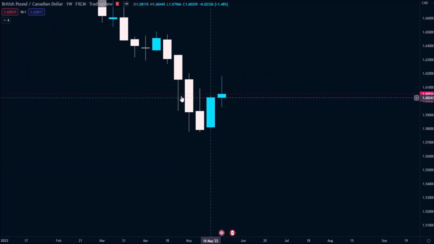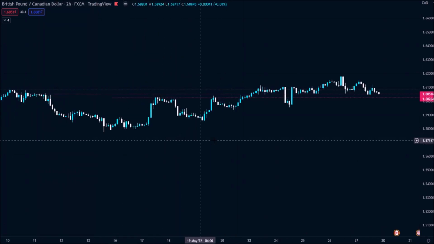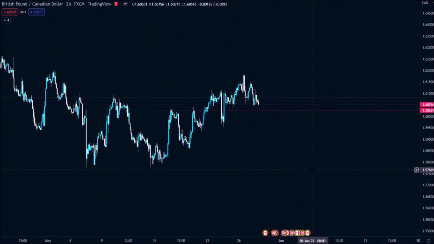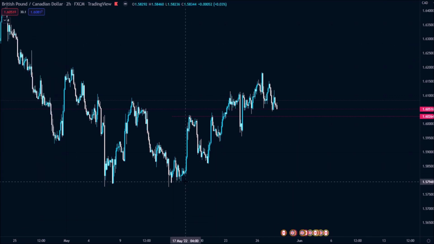We can mark out this candle's close. That will be support and resistance on the lower time frames, and we can sort of tidy it up from there. So let's take a look. Let's add a little bit of confluence.